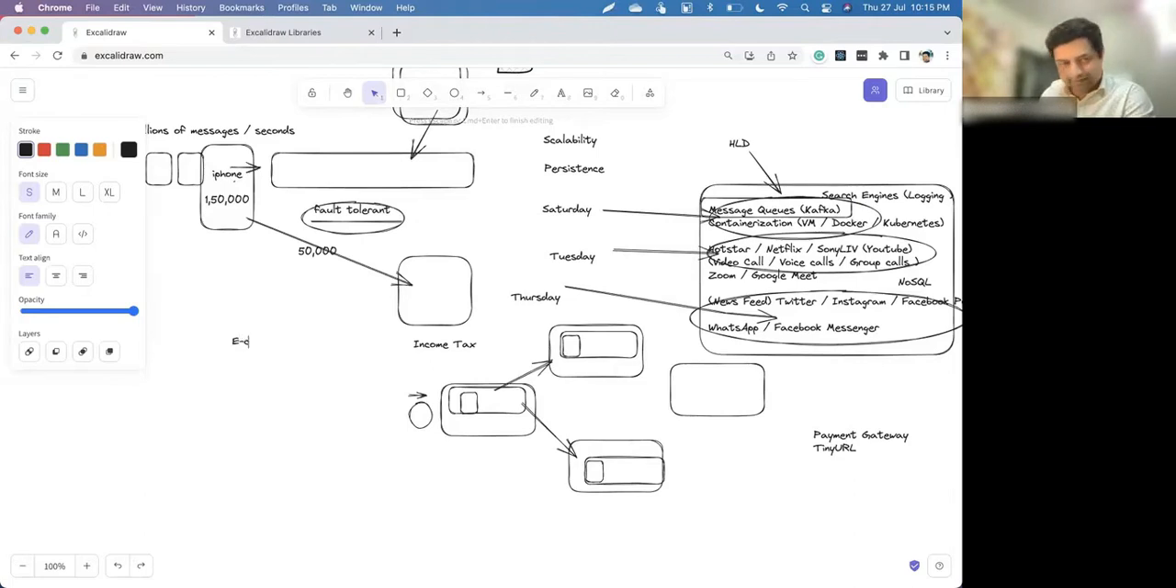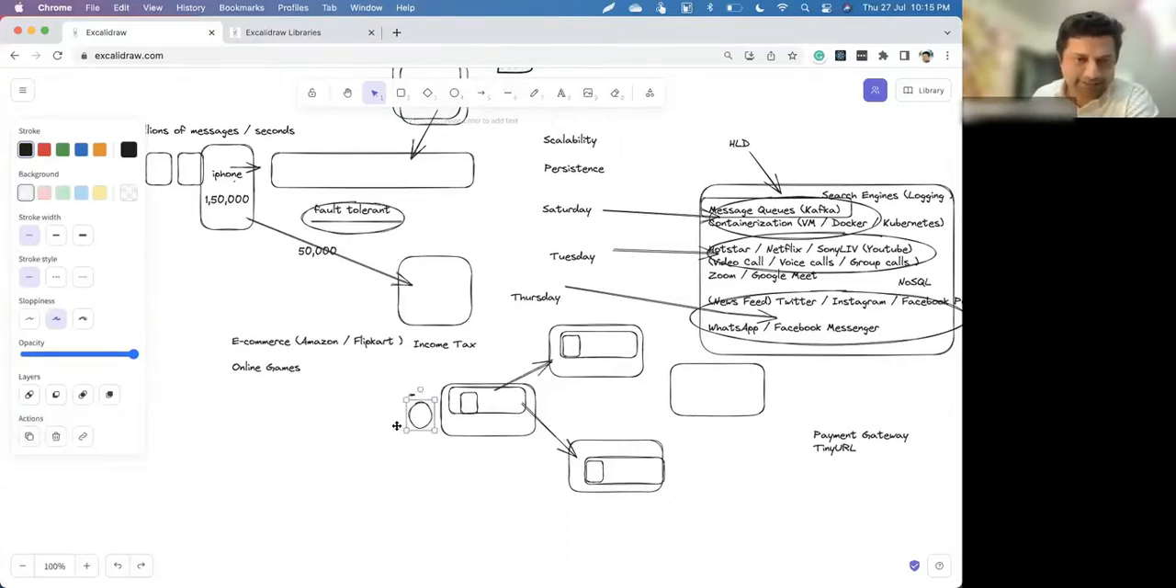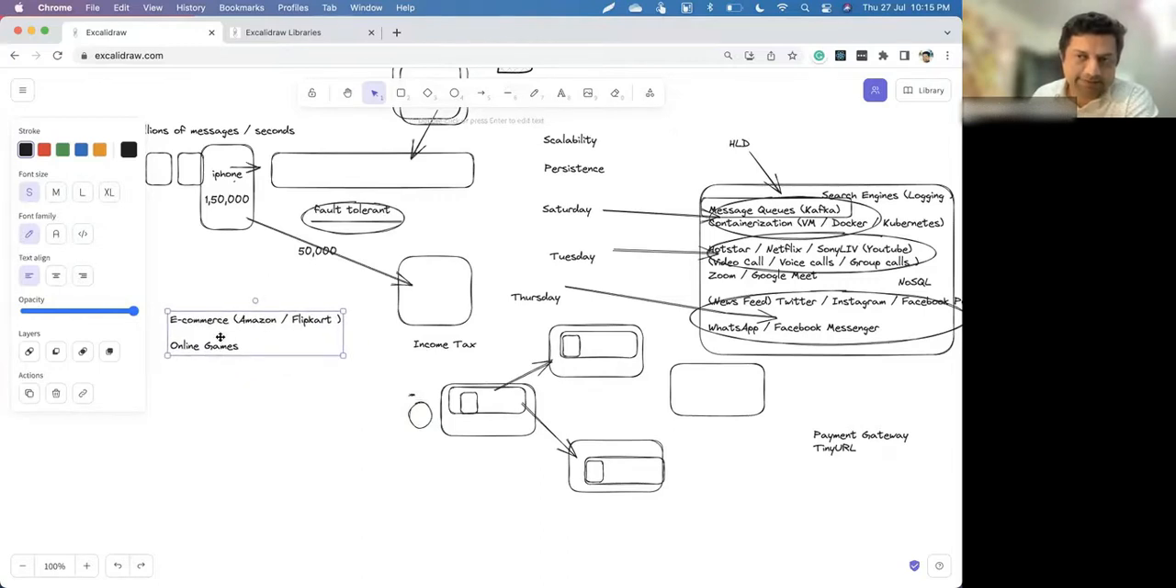We are also discussing online games, so a lot of variety of problems we are already discussing, right? E-commerce means Amazon or Flipkart. These are all e-commerce applications. Yes.